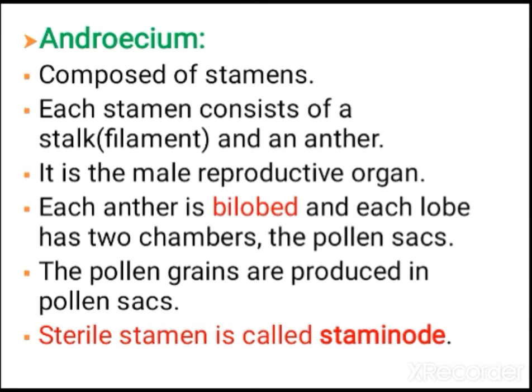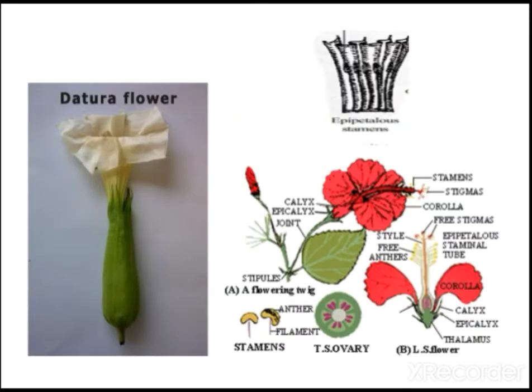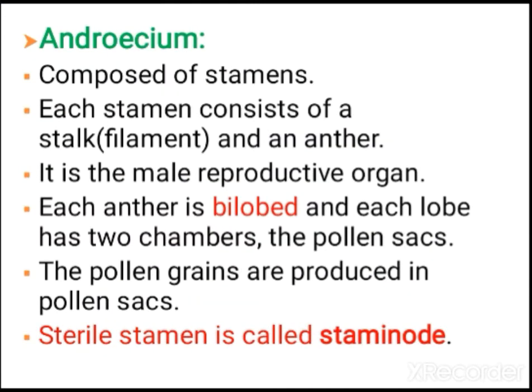Next is the androecium. The androecium is composed of stamens. It is the male reproductive portion. Each stamen consists of a stalk, which you call the filament, and the anther. You can see here the stalk portion, and the anther, which is yellow in color. The stalk looks like a filament. It is the male reproductive organ.